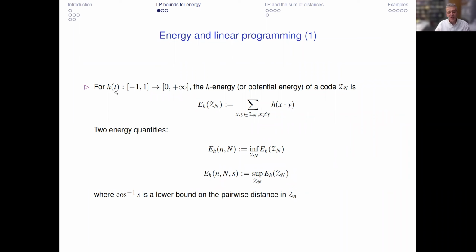Let us consider a potential energy h, and then the potential energy of the code is the sum over all possible pairs of h of the inner product of x with y. And we can define the smallest possible energy and the largest possible, but now the largest possible requires minimum separation. And you may remember that I had this largest and smallest switched previously, but this is because the distance is negative definite, and here we want positive definite functions. So we change the sign, and the minimum and the maximum exchange their places. So in any event, this is the minimum energy, maximum energy of the code with respect to the potential h.